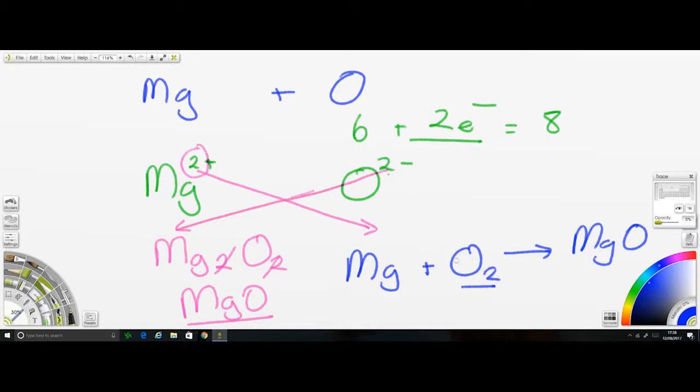And now we've got to ask ourselves, is it balanced? So I've got 1 magnesium, 1 magnesium. However, I've got 2 oxygens but only 1 oxygen. So what I can do here now is add a big 2 here. So now I've got 2 oxygens, but I've only got 2 magnesiums here but only 1 here. So to solve that, we just put a capital 2 here. So that's 2 magnesiums now, 2 magnesiums, 2 oxygens, 2 oxygens, and it's balanced. Happy days.